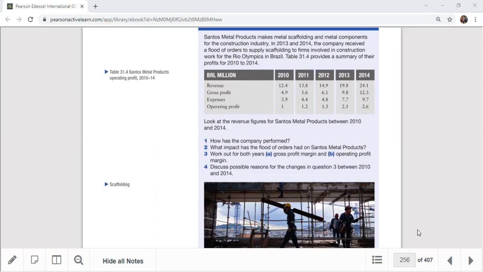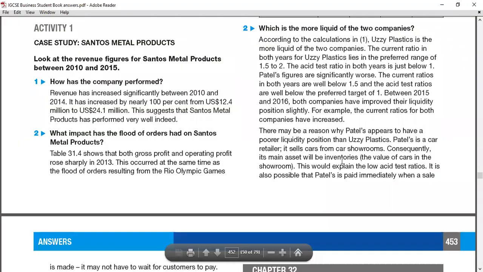Look at question 1: how has the company performed? When you're asked this question, you can say revenue. What happened to revenue? What happened to profit? And then you can see at the end what happened to the company performance. So revenue has increased significantly. Between 2010 and 2014, it has increased by nearly 100% from $12.4 million to $24.1 million. This suggests that Santos Metal Products has performed very well indeed.